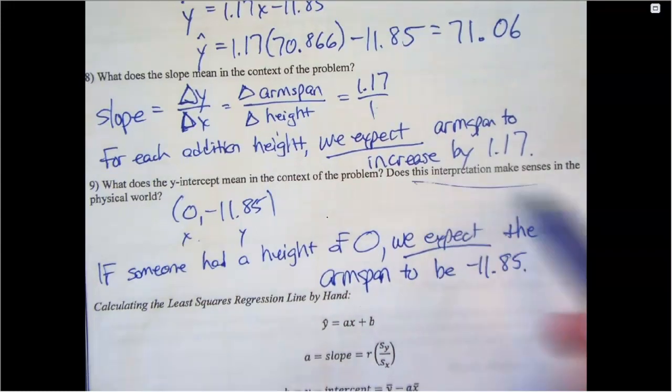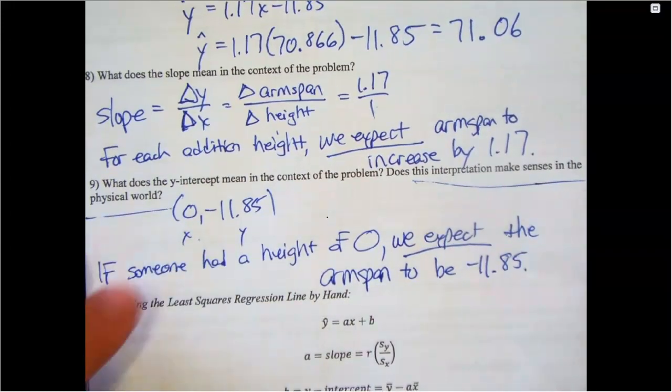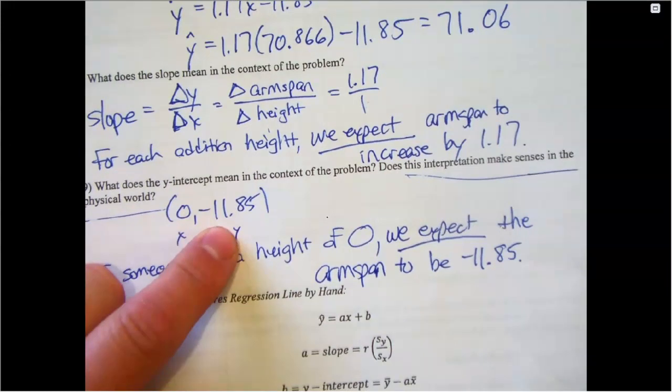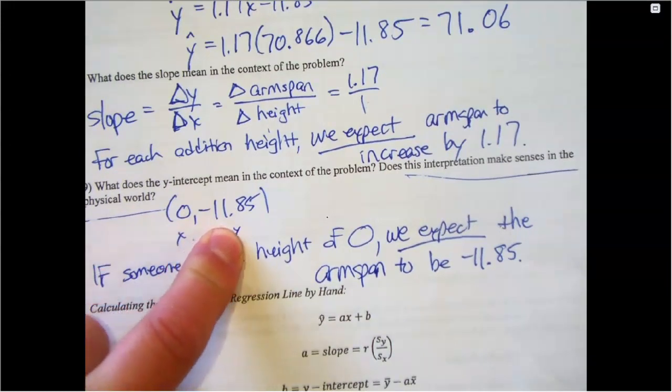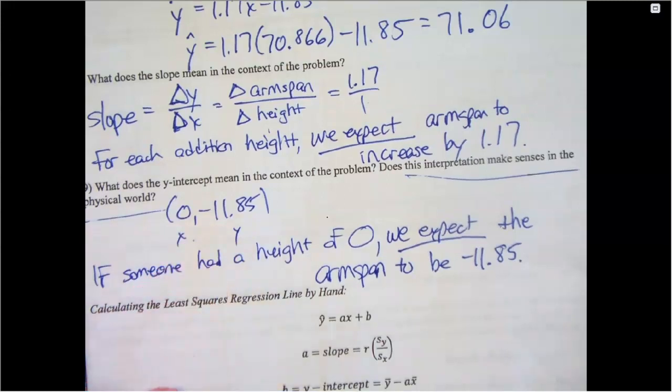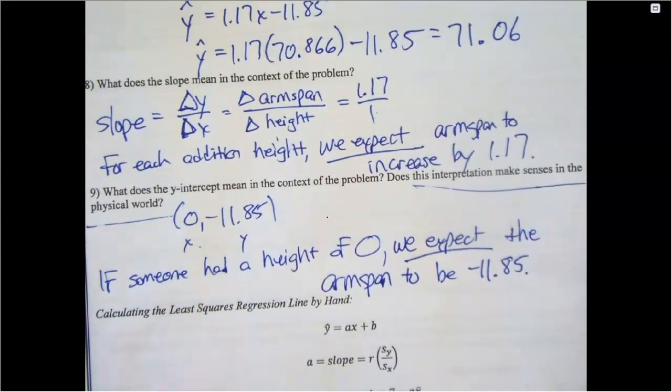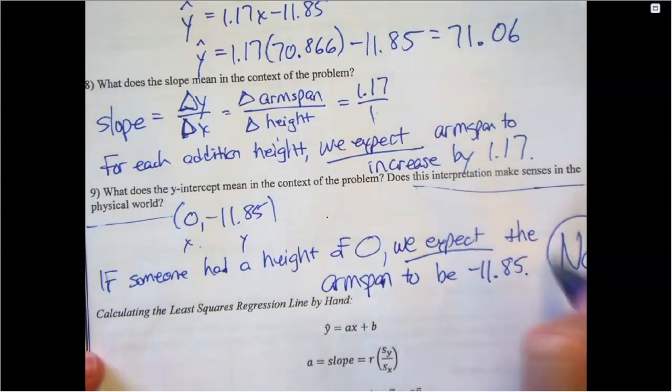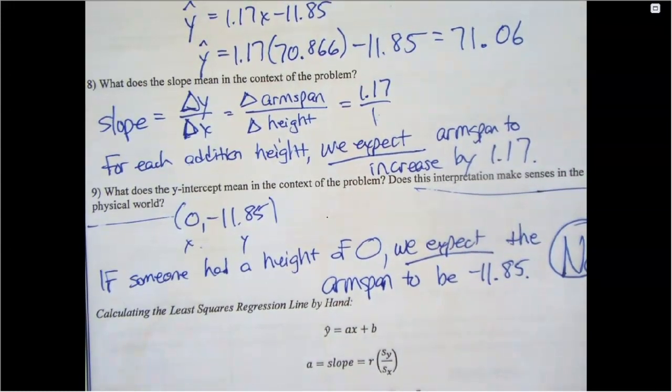And then does this make sense in a physical world? Have you ever met anyone that's 0 inches tall with a negative 11.85 inch arm span? You have? Does it make sense? No. Unless you're gutter, apparently.